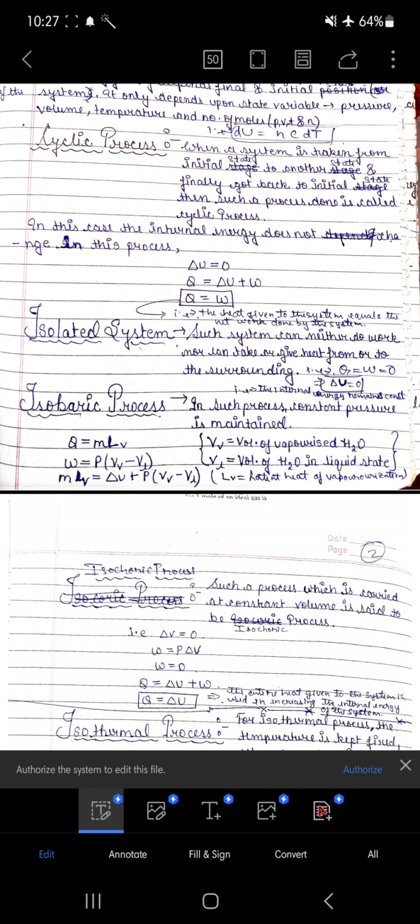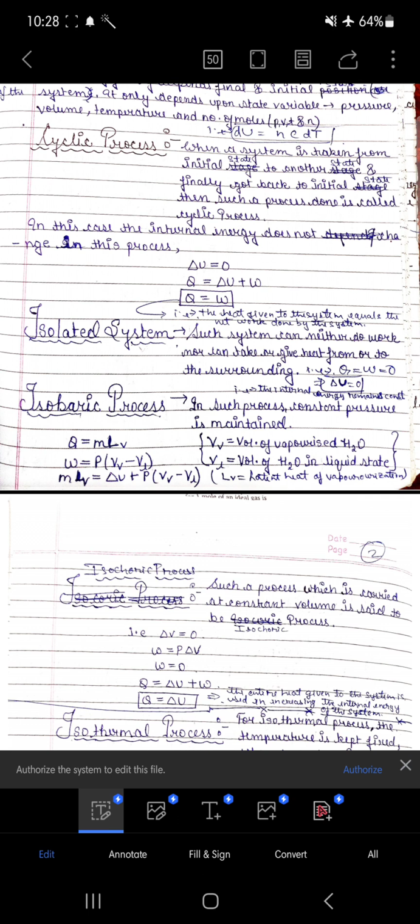If we give an example, we can give the heating of water in a boiler, of a steam engine, and the formation of steam. All these processes come under the isobaric process, because in this case the pressure is kept constant. Freezing of water can also be one example. So many examples can be given here.